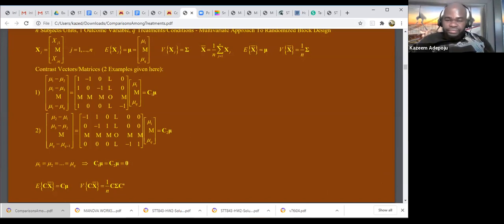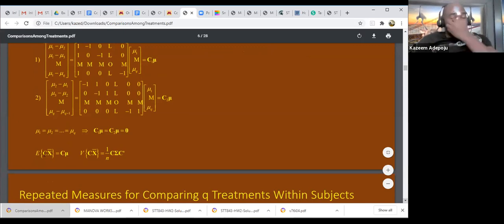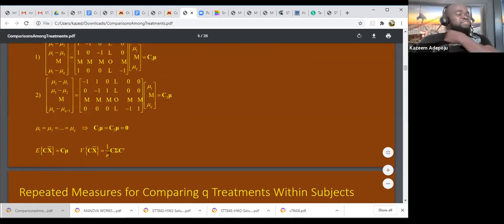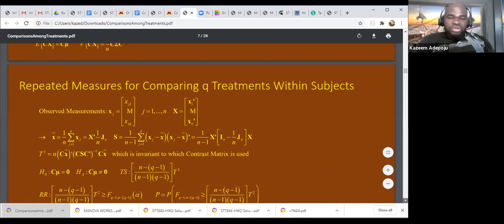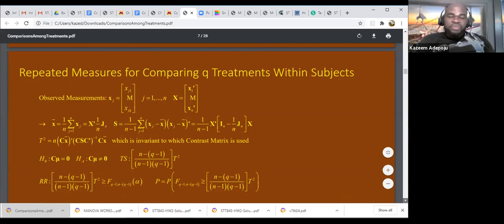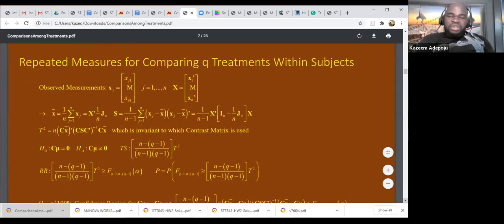And you know what? We can find the expected value of that. We can find the variance of that. So these are just theoretical development. I'm actually going to walk you through how you can apply that. And this is the repeated measure. If you have four observed measurements, this is what you're going to have.